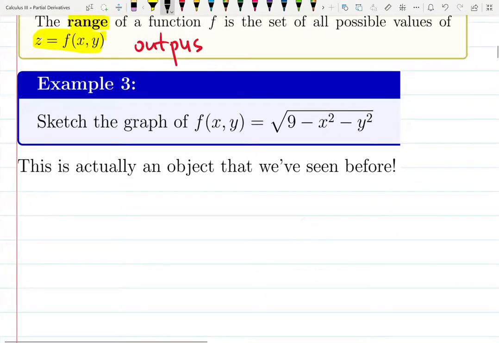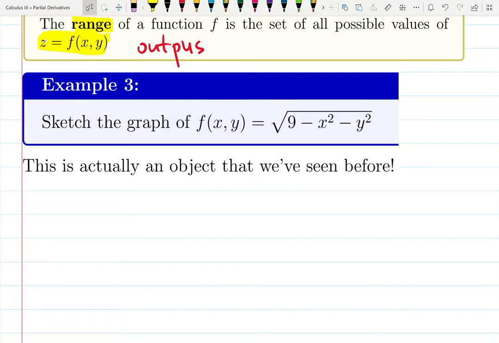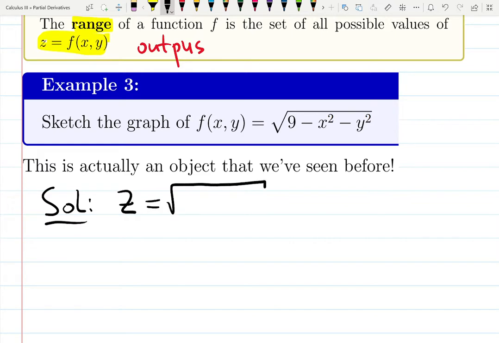But good job. It's nice if students have nice visual qualities. It's good if you have good imagination in this class. That will help you. But if you don't, don't feel bad about it. It's fine. But it's helpful if you can visualize everything. So, we've seen this object before. Let's rewrite it. Solution. Z equals the square root of 9 minus x squared minus y squared.